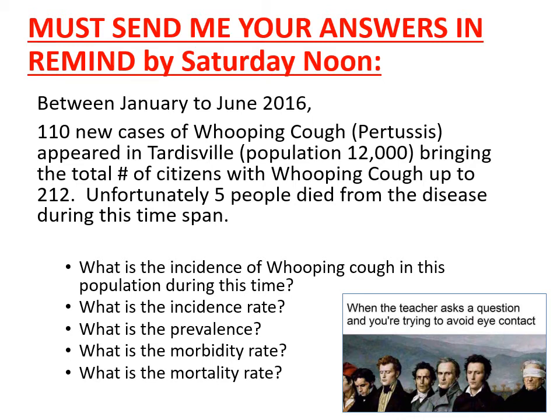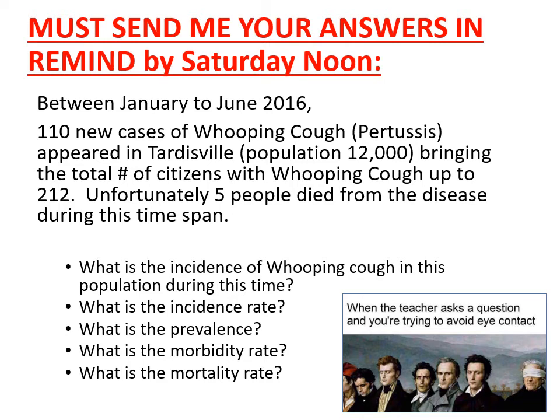Now, what this question asks is it first gives you a scenario. It will give you a time period. It will give you information about a particular population. You then have to figure out things such as incidence rate, prevalence, and so forth. So I'll always first tell you a time period. In this case, between January to June 2016, 110 new cases of whooping cough, pertussis, appeared in Tardisville with a population of 12,000. This brings the total number of citizens with whooping cough up to 212. Unfortunately, 5 people died from the disease during this time span.